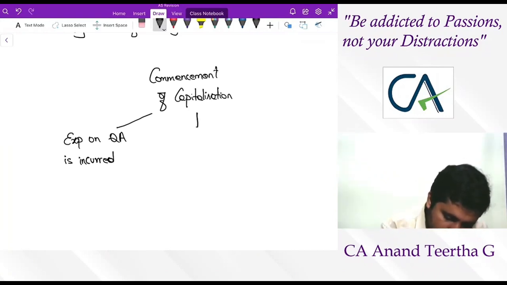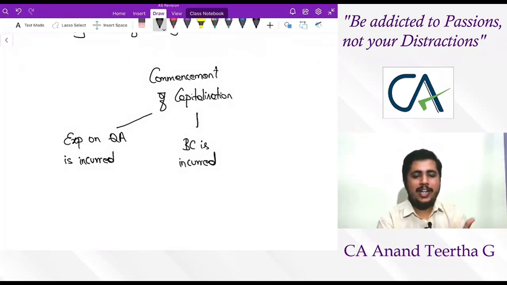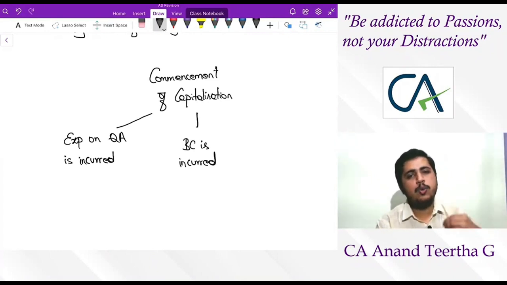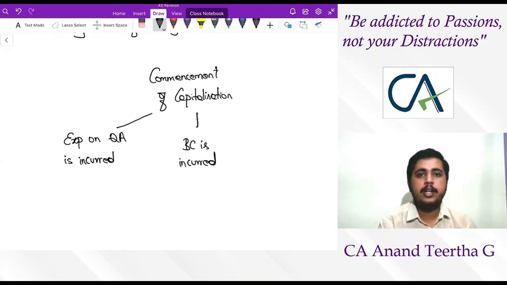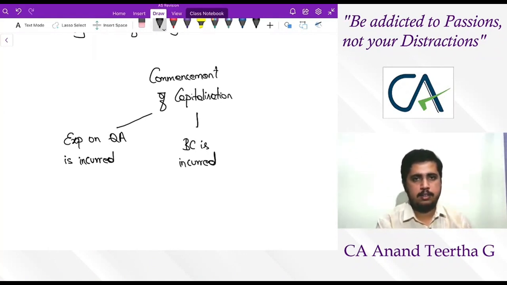Second one, borrowing cost is incurred. So only taking the loan, interest is coming up, but you haven't even put a single expenditure on your building. Say for example, I will consider building construction. Okay, loan has been taken, but no expenditure has been incurred on the building. It means what? You have taken loan, but the work has not started. Don't capitalize. Now, borrowing cost has been taken, but the interest is yet to be incurred. Then again, don't capitalize it.